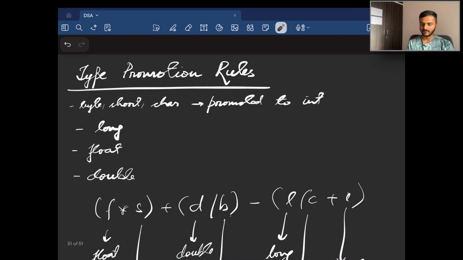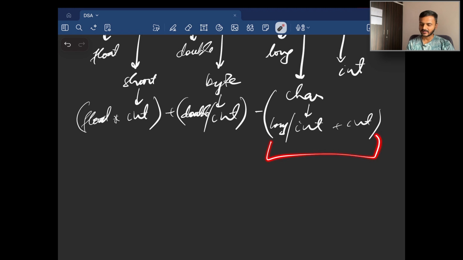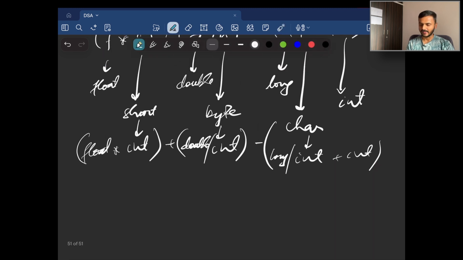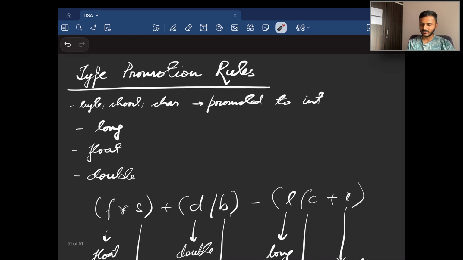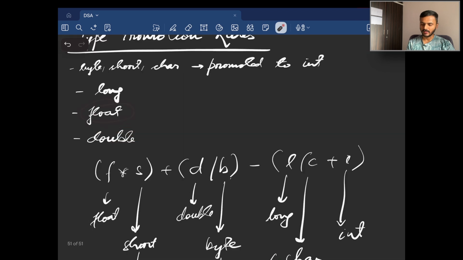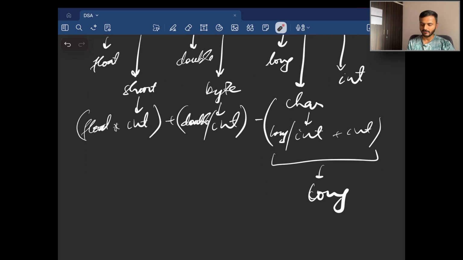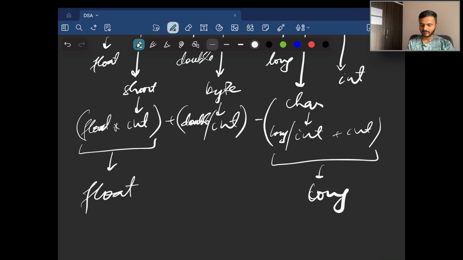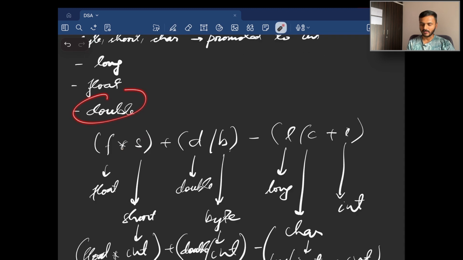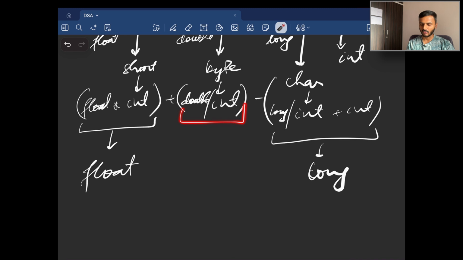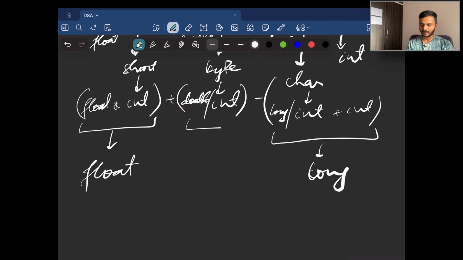Next, what's going to happen is if the expression has a long, the entire expression will get promoted to long, which means the result of this will be a long value. And the next one would be if we have float, the entire expression will get promoted to float, which is what is going to happen here. So this will be float. And if we have double, the entire expression will get promoted to double. So what's going to happen here is this will be double.